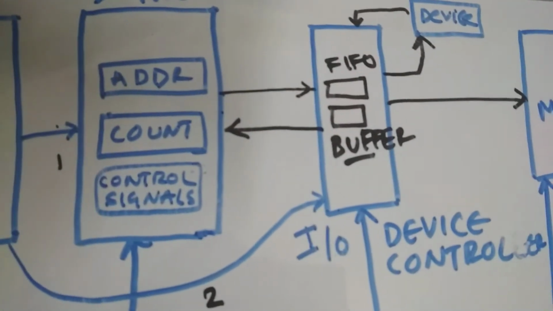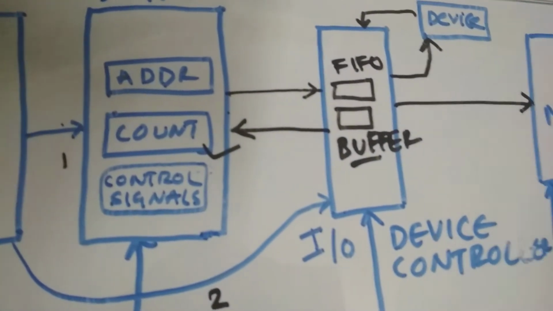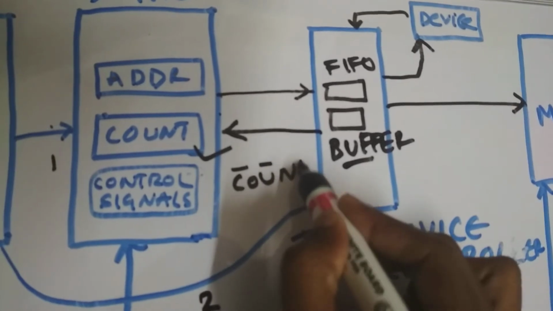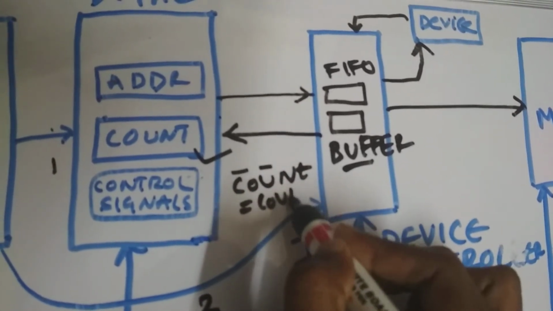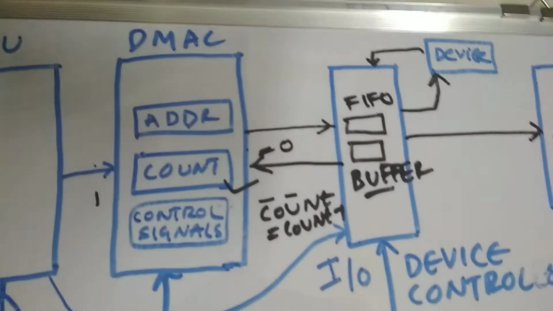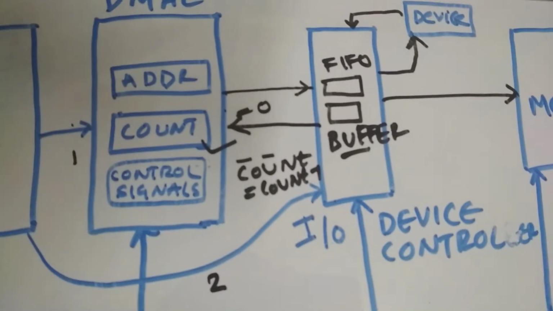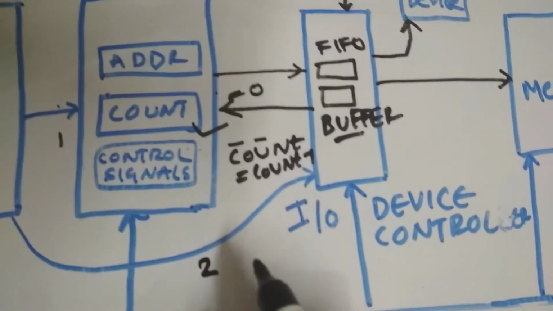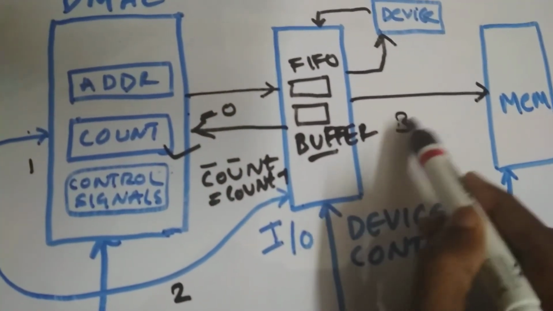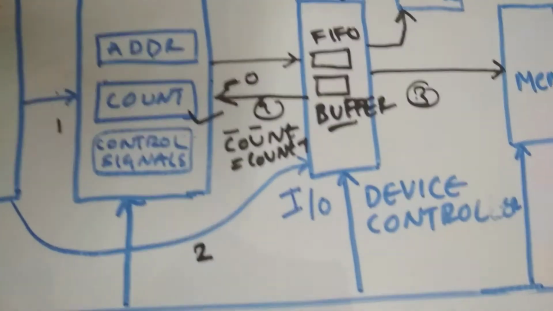And what does DMAC do now? It will check the byte count, how many words have been transferred. So it will decrement the count: count is equal to count minus 1. DMAC checks whether the count is 0 or not. If count is 0, then the data transfer is done. If count is not 0, the process repeats. The request will come again and it will transfer the data and acknowledge it back. These steps keep on continuing until the data is completed.